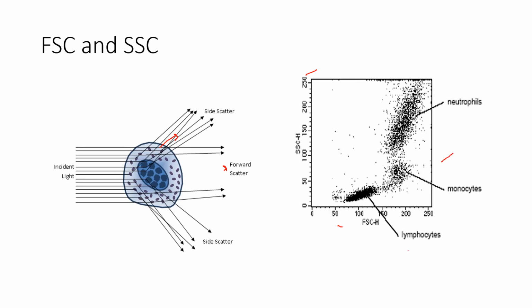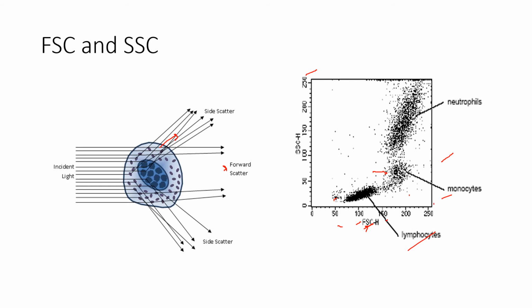This is lymphocyte. Lymphocyte has very little internal complexity or internal granules, so it will show low SSC. But its size is a little bigger, so it will show FSC between 100 and 150. Monocytes are bigger than lymphocytes, so they will show FSC much more than lymphocytes, and they have granules inside them, so they will show SSC much above lymphocytes.